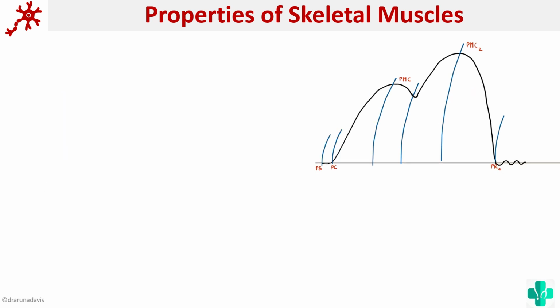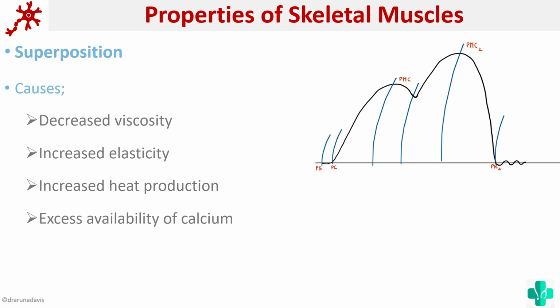Next one, suppose we give the second stimulus during the contraction period. Here, we gave a first stimulus and it was contracting, and then it just began its relaxation phase, and during that time we are giving the second stimulus. So during the relaxation phase, the second stimulus is superimposed on the first one, and that is called superposition.